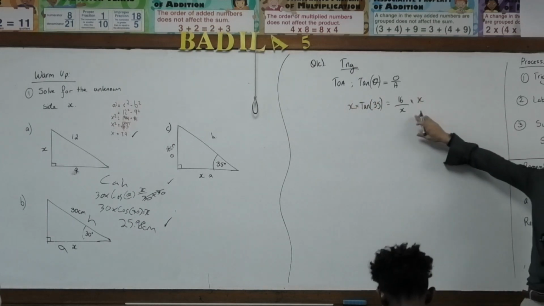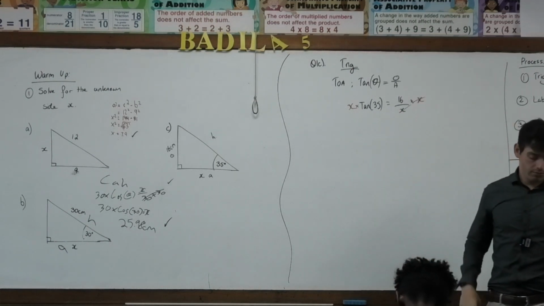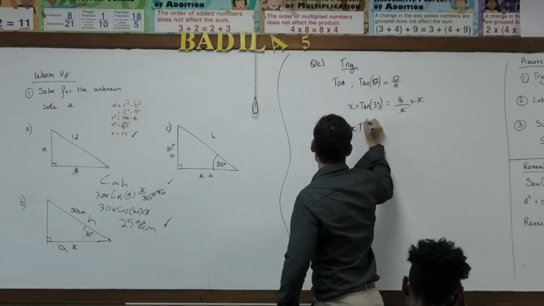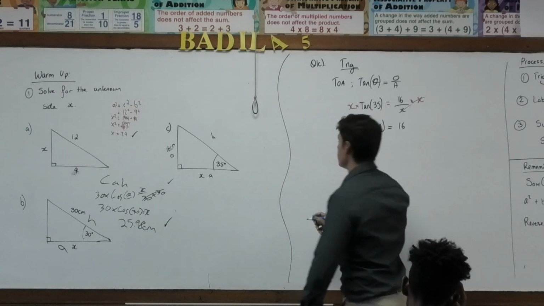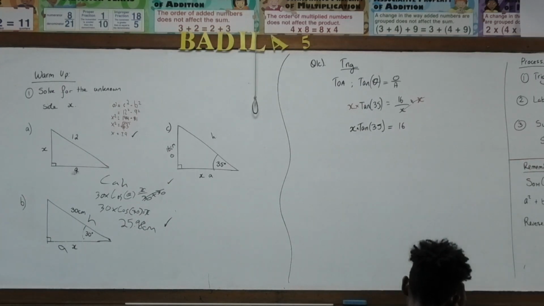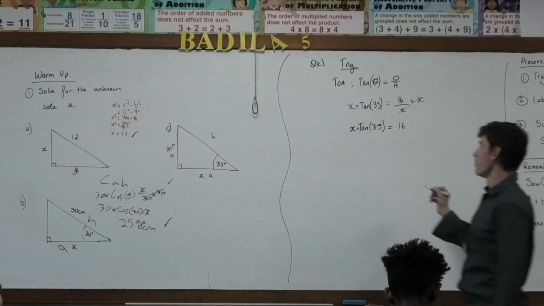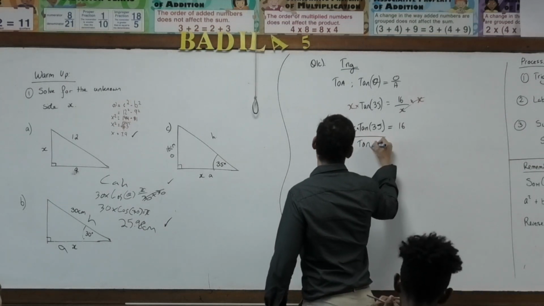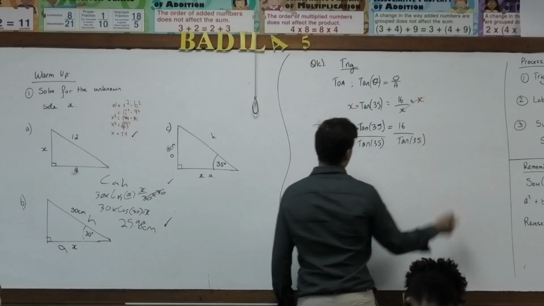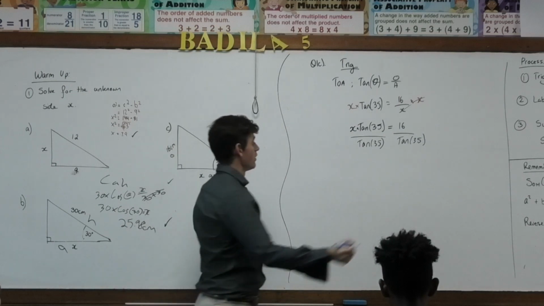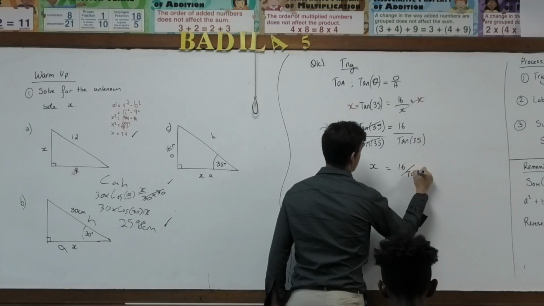What happens to the x's on the right? They cancel out, so my new equation now is x times tan 35. Tan 35 is a number, we just write it as tan 35. So it's just some number. So if I've got x times some number, how do I get rid of that number? Divide. I divide both sides. So I'm just going to divide this side by tan 35. And I have to do the same to the other side. What happens to the tan 35s? They cancel out on the left hand side. I'm left with x equals 16 divided by tan 35.